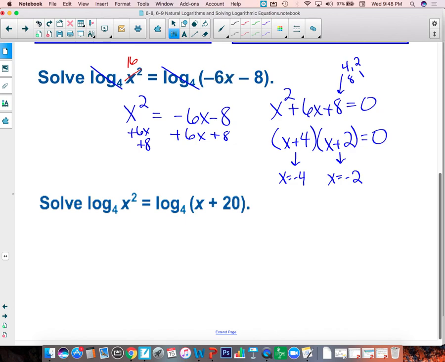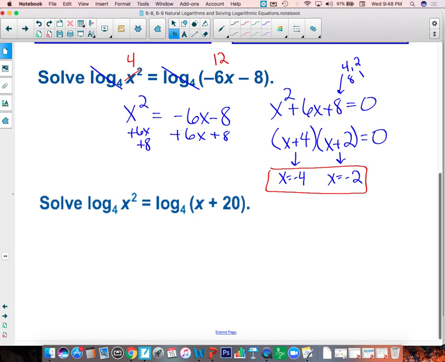Let's check the -2. If I put a -2 in there, I get a 4. I put a -2 in here, I get a 12. So 12 minus 8 is 4, so they are both good. So those both work.